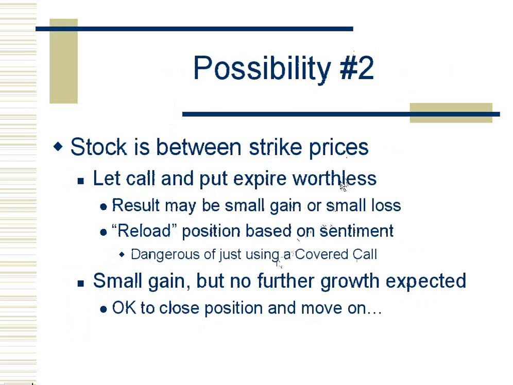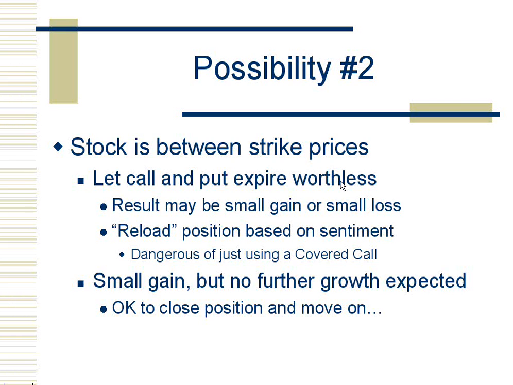Okay, so we've opened a position. We opened a collar back again on September 21st. We'll go through the example in just a moment. But over the last 30 days, the stock ended up trading between the call and the put strike prices. Well, what can we do? Well, number one, we just let both the put and the call expire worthless. Depending where our break-even price was, this may result in a small gain or a small loss, depending on where the stock is between the strike prices and what our break-even was.